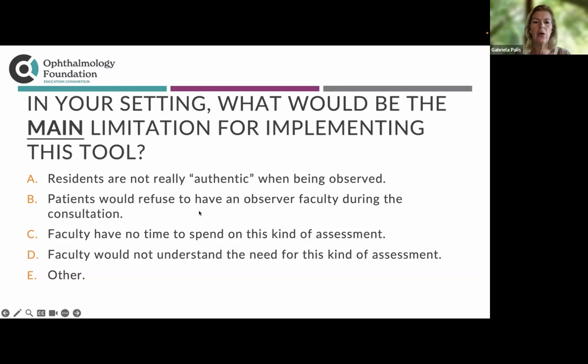I will let you know how we do it in my program, so you can find some ideas on how to do it and how to convince your faculty that this is not something that takes a lot of time, and it is not something that is expensive to do or impossible to do.